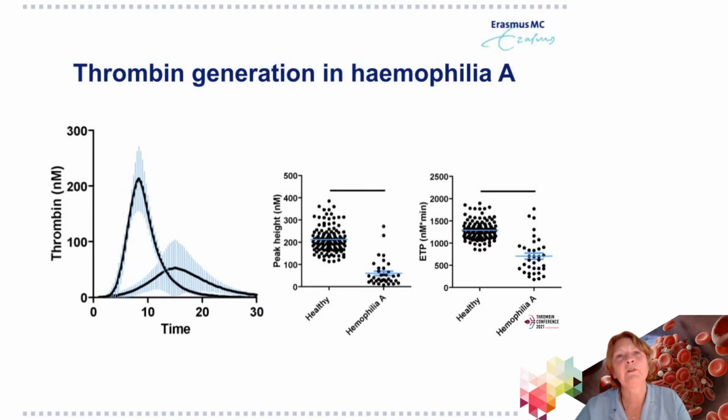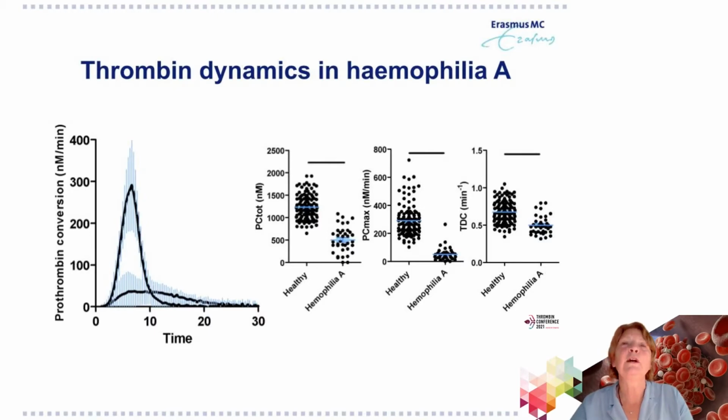Here you see the average curve. On the left, you see the curve that is coming from healthy individuals, and the lower curve that is moved slightly to the right is the curve for the hemophilia A patients. If from these curves you plot the peak height and the ETP, so the total thrombin generated, you can see that there's quite a difference between the healthy individuals and the hemophilia individuals, although there's also some overlap. If we look at the specific thrombodynamics variables, you see that the PC total is also clearly lower in the hemophilia patients. The PC max is really very different. But if you look at the TDC, you can see that there is a lot of overlap with the healthy individuals.